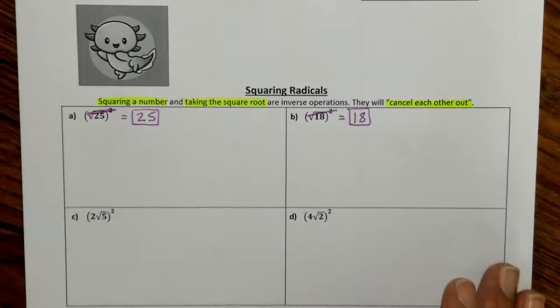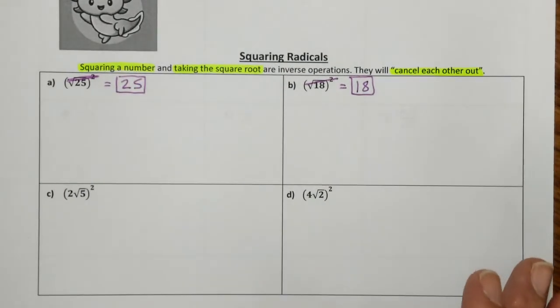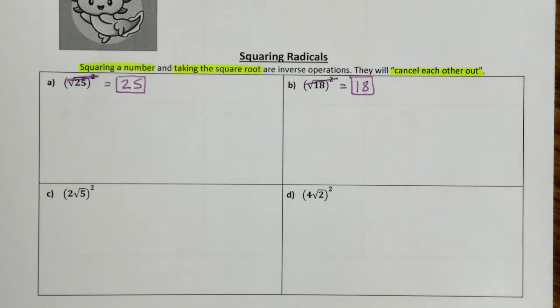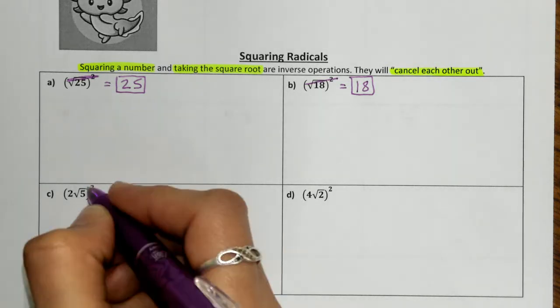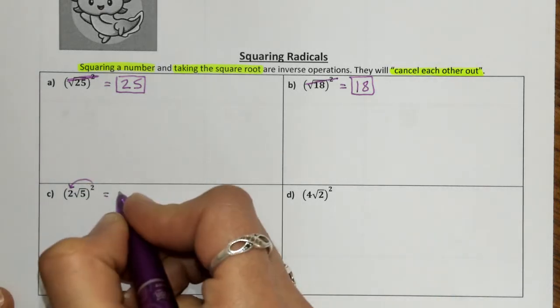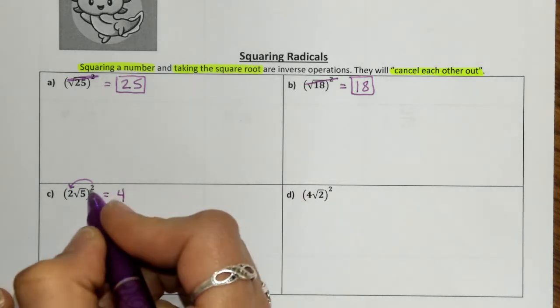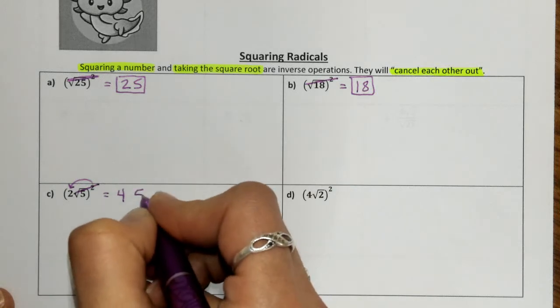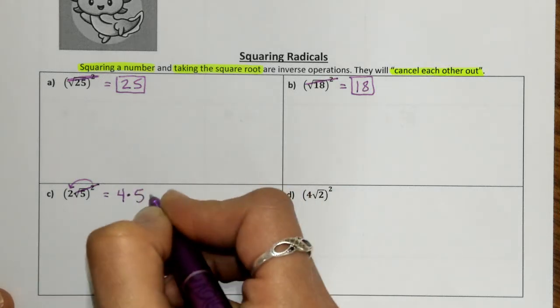Now, when you have a whole number in front, keep in mind this is not the index that we talked about in the last set of notes. The index is just a little tiny number up here. We're talking about a whole number in front. You're going to have to distribute that square to that 2 in front, the whole number, and you're going to have to actually square that number, and that's going to give us 4. And then when you distribute that square to the square root, remember that cancels it out, giving us a 5, a whole number of 5.